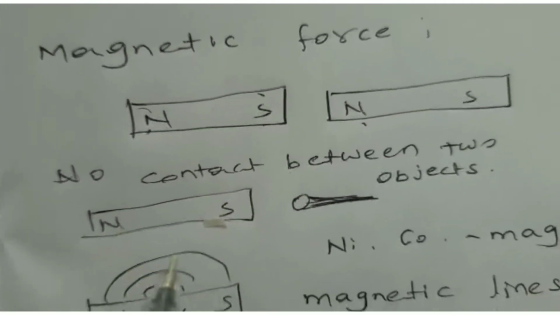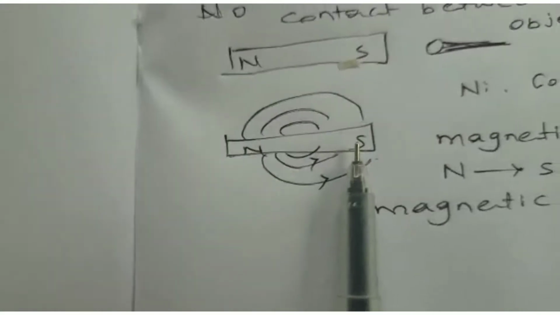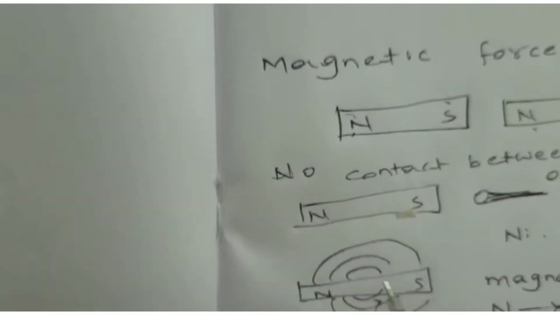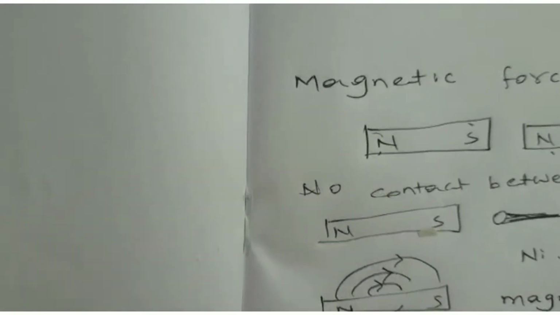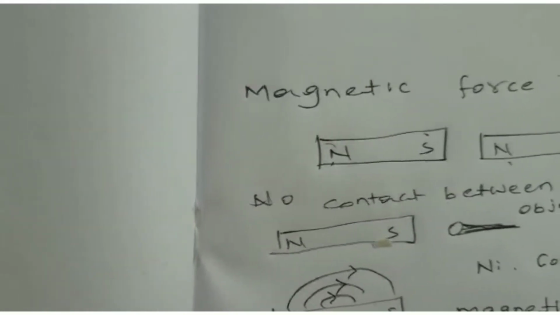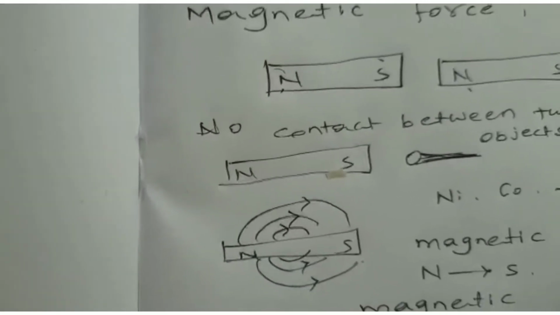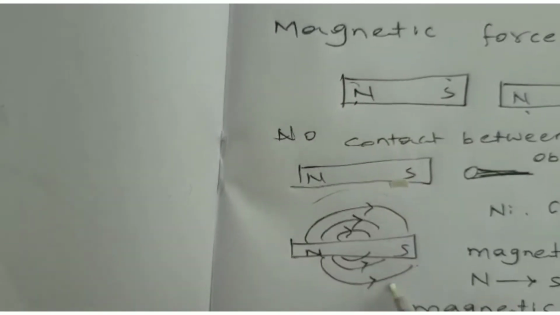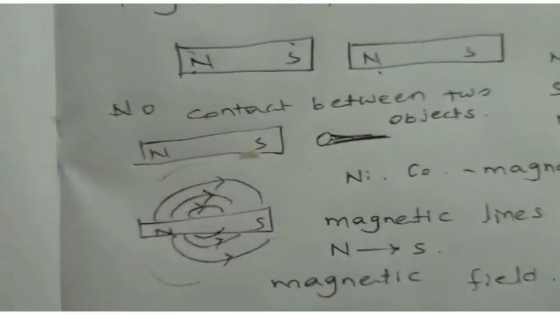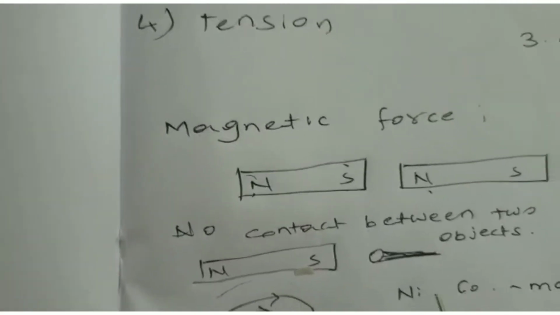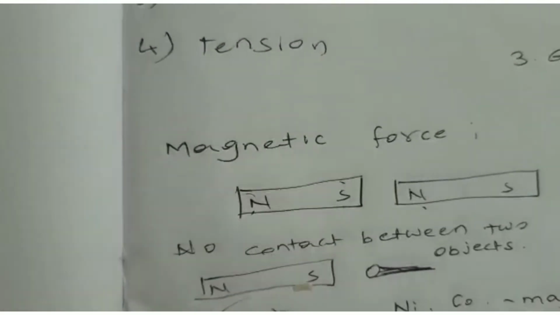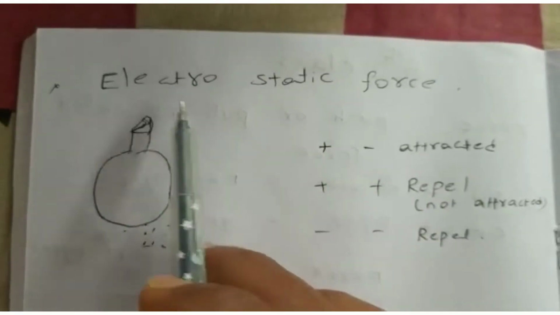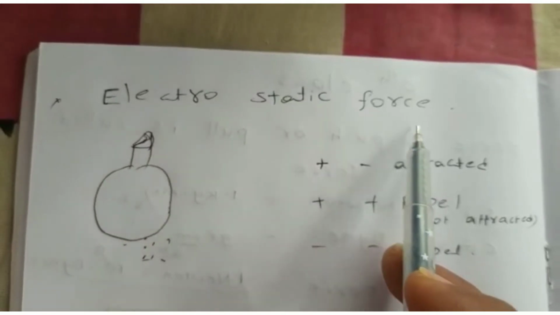And we are observing the magnet. There are some lines from the magnetic north pole to the south pole. You can observe the direction from north pole to south pole. We use nickel, cobalt, gadolinium and dysprosium, which are magnetic substances, to prepare magnets. A magnet has some power around itself. It is called the magnetic field. There is no contact between two objects, so it is called field force. The first example is magnetic force. One more field force is electrostatic force.